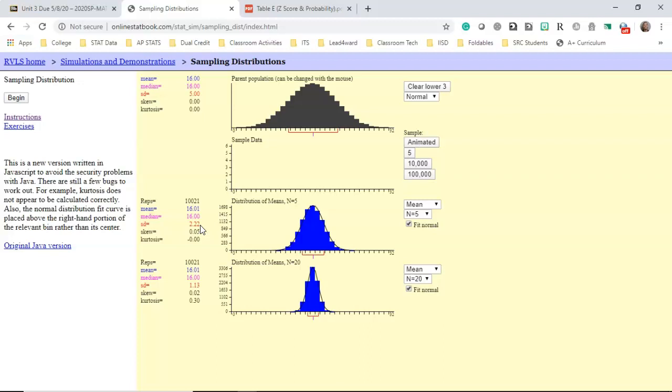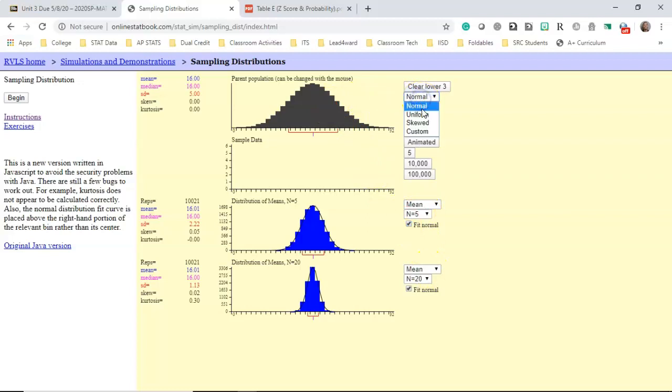When the sample size gets large enough or larger, like this one, sample of size 20, then we see an even smaller spread because we have more accurate data from the population. And so its standard deviation is 1.113. Now, notice both shapes are approximately normal regardless of the sample size because the population was normal.